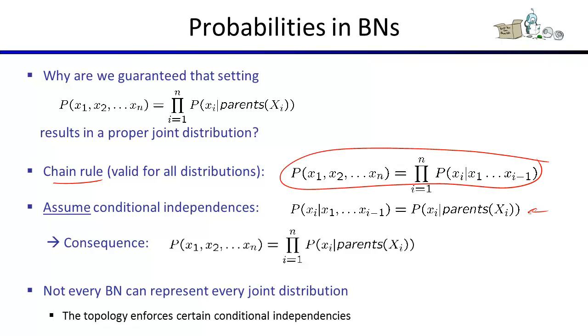You make this assumption over here, which is that xi is independent of all the nodes ahead of it, except for its parents, given its parents, and then you get the expression that we had for the joint distribution of a Bayes net.